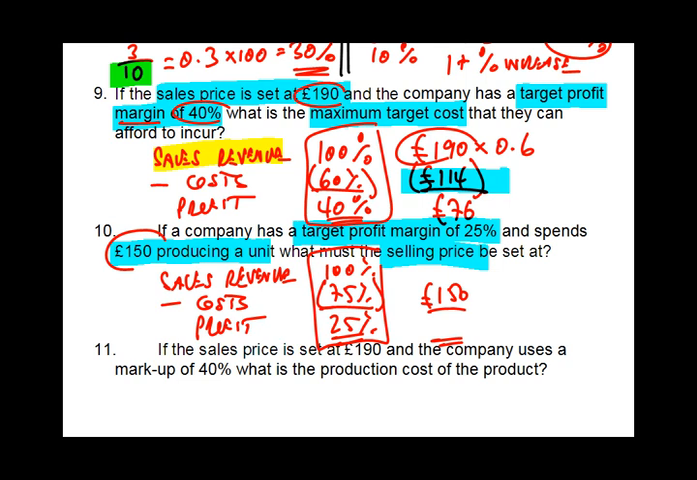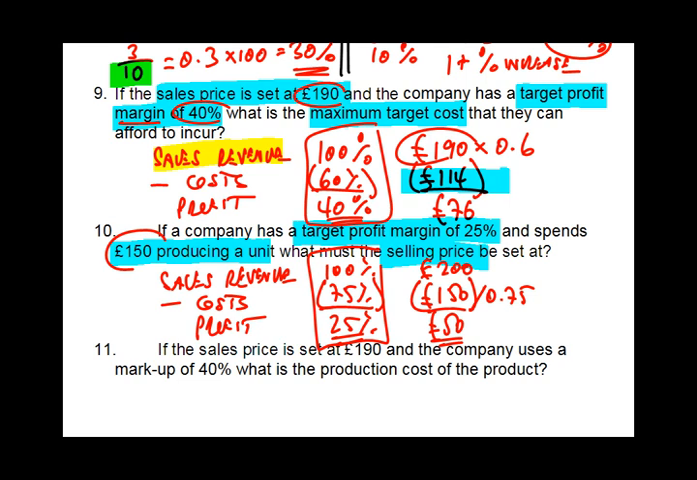Well, we can see here that the cost is 75% of whatever the sales price is. So whatever your price is, you'd be multiplying by 75%, or multiplying by 0.75, to give the cost. Well, to go the other way, from the cost to the revenue, we need to divide by 75%, or divide by 0.75. Now, if you do 150 divided by 0.75, I get £200 as what the selling price must be. Now let's see if that works. £200 less £150 will leave me a profit of £50.